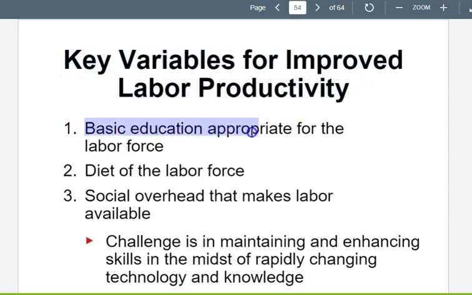Basic education appropriate for the labor force, and that's actually very true. You know that currently in the US, we don't have enough engineers, especially enough software engineers and programmers. That's why many programmers come from other countries to the US and get jobs, because those jobs exist and you don't have enough resources.